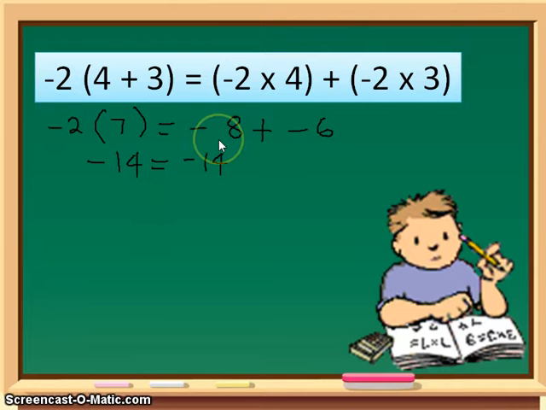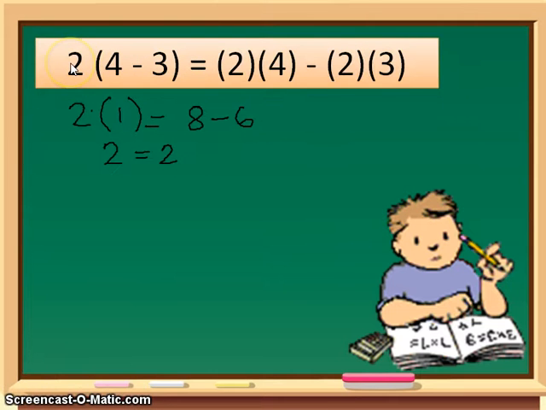Next, the other side of the equation. Negative 2 times 4 is negative 8, plus negative 2 times 3 is negative 6. So the sum of these two negatives will give us negative 14, and they are the same.